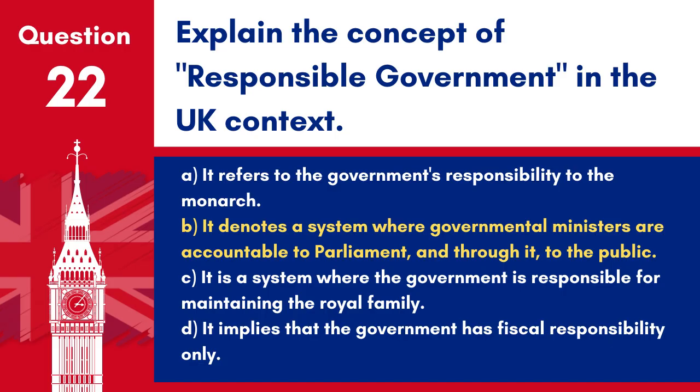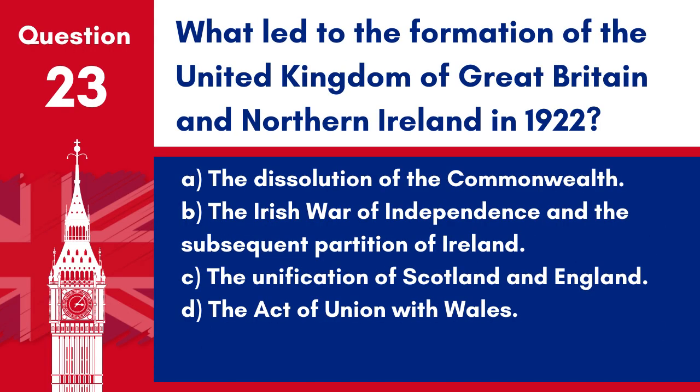Answer. B. It denotes a system where governmental ministers are accountable to Parliament and through it to the public. Responsible government is a foundation of parliamentary democracy in the UK, ensuring that those who make decisions are accountable to elected representatives.